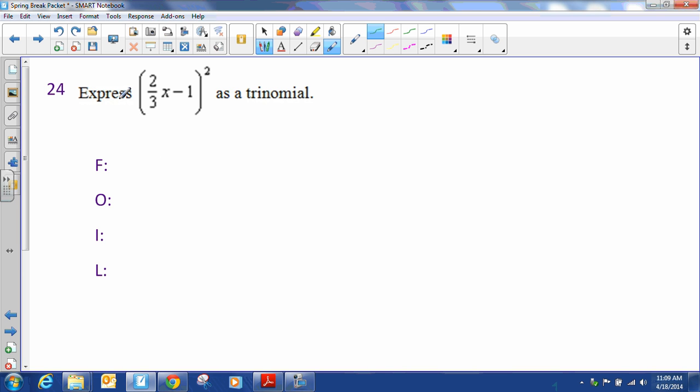Number 24, basically when you have a binomial squared, I would rewrite it as 2 binomials and FOIL it out. Just be very careful with your fractions as you multiply and combine like terms. You have to have a common denominator when you combine like terms.